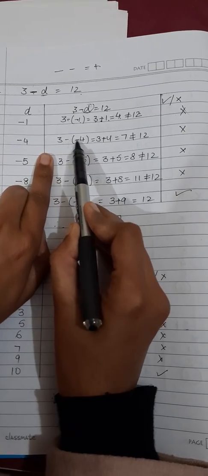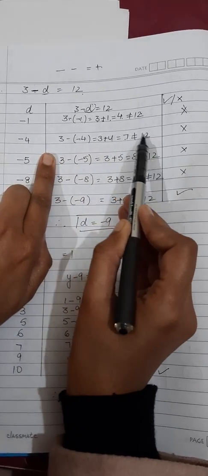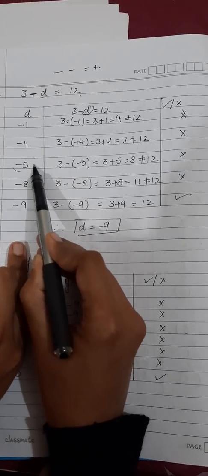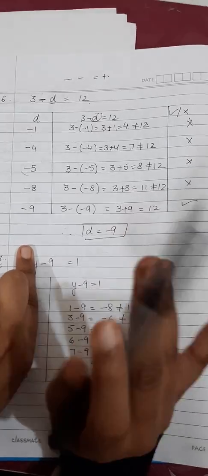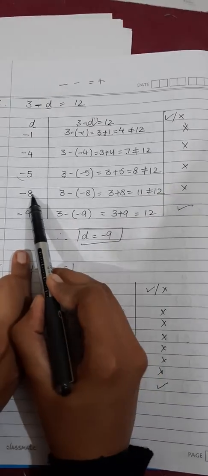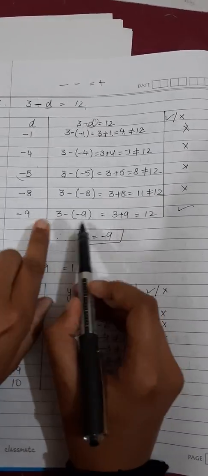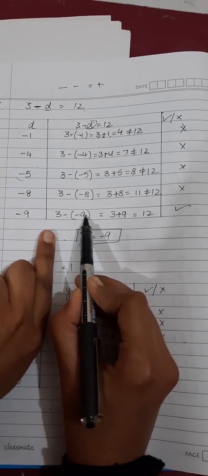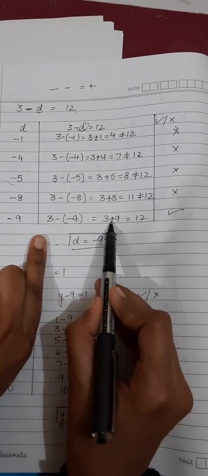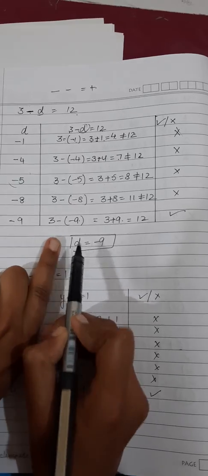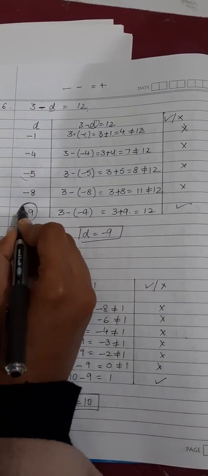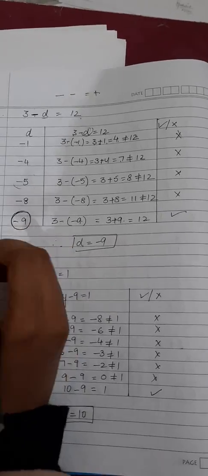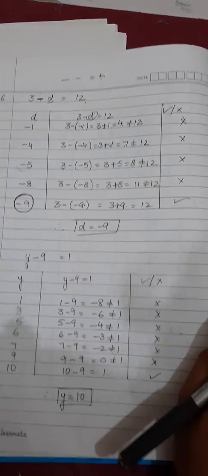Next I have taken minus 4. 3 minus, plus 4, which is 7, not equal to 12. Again I have taken minus 5, so 3 plus 5, which is equal to 8, and that is also not going to give me the answer. Try minus 8 and then minus 9. 3 minus, minus 9, that is 3 plus 9, 12. So the value of this d is going to be minus 9. So you need to take care which value you are taking along with what sign.